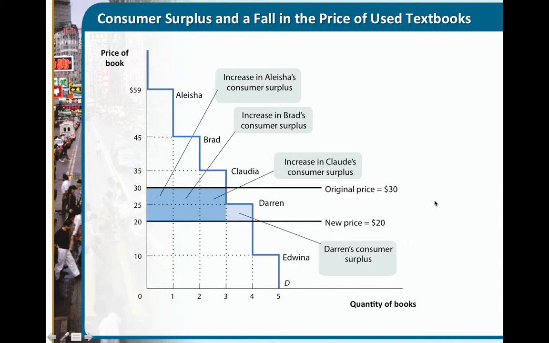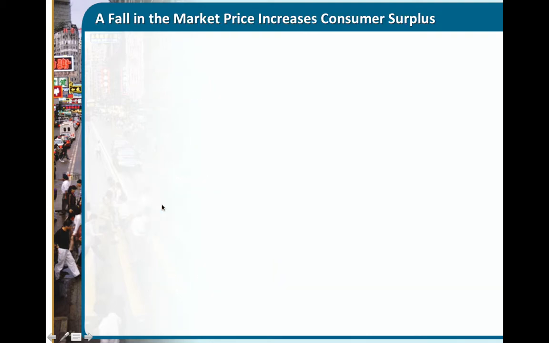You will see that Darren is the new consumer here from the original to the new price, whereas Claudia, Brad, and Alicia already would have bought the book, but there's additional consumer surplus. Alicia would have bought at 59 or 45, 35, 30, 25, and even at 20 she would have bought this book. So the difference between what she would have paid and what she did pay is her consumer surplus, and the difference here is the increase in consumer surplus.